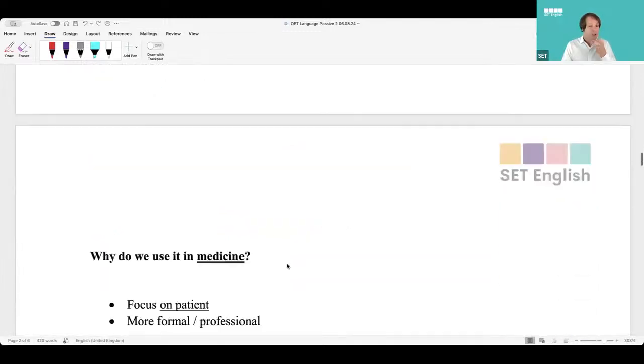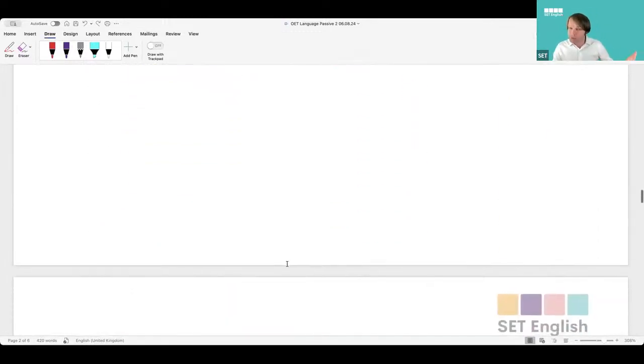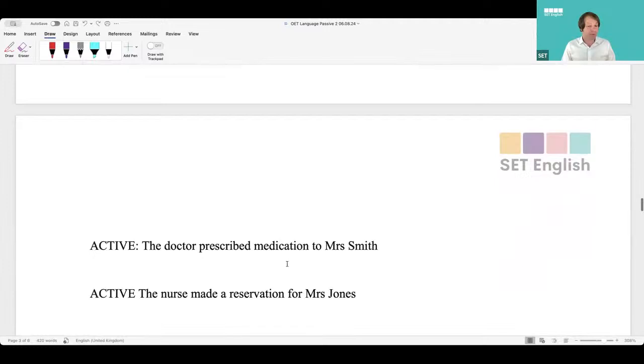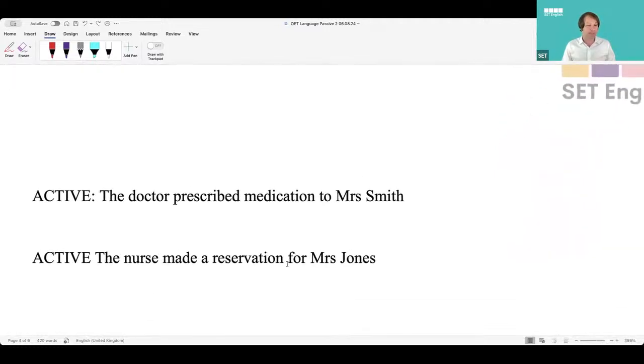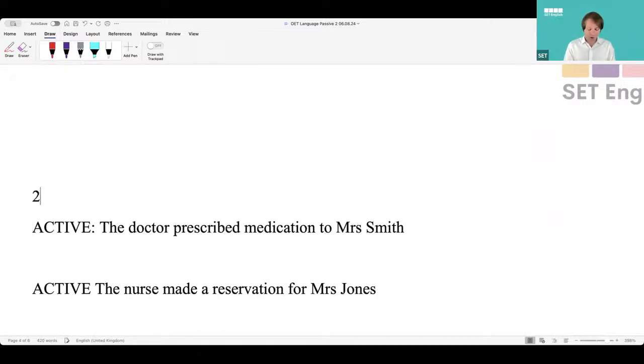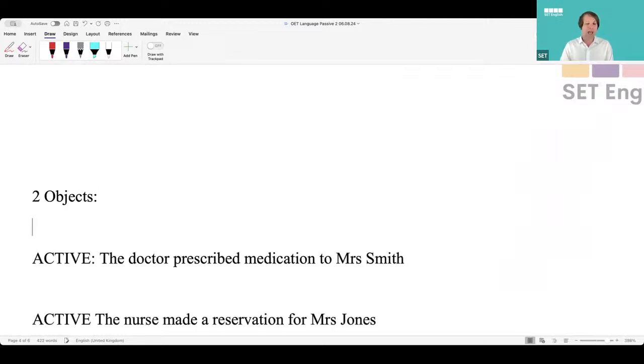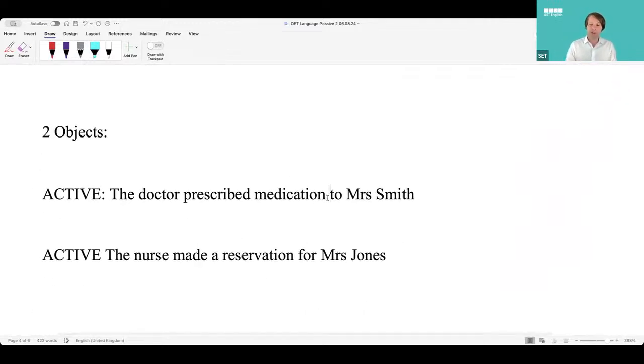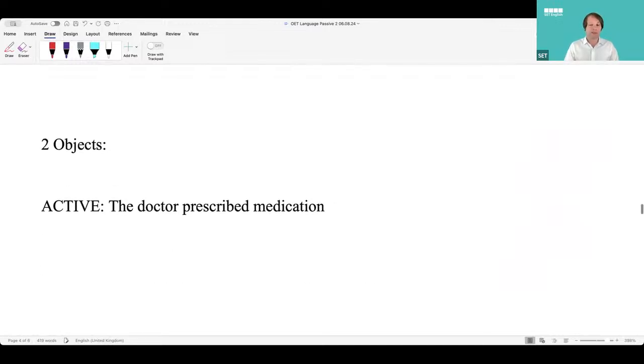So let's look at some, not apples. Are we going to talk about apples really in OET? No. Let's look at some OET examples. Can everyone see this? Okay. So this is what we're studying today: two objects. And let me just delete this one. If I delete this, passive should be easy.